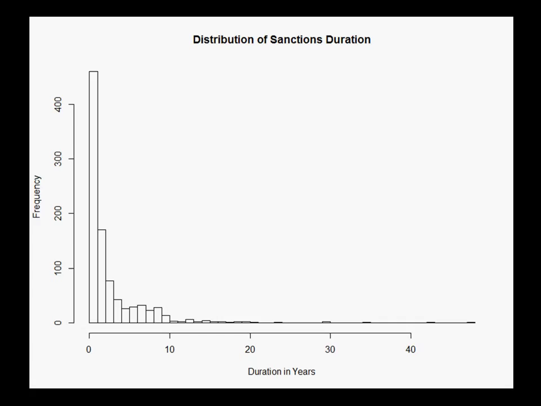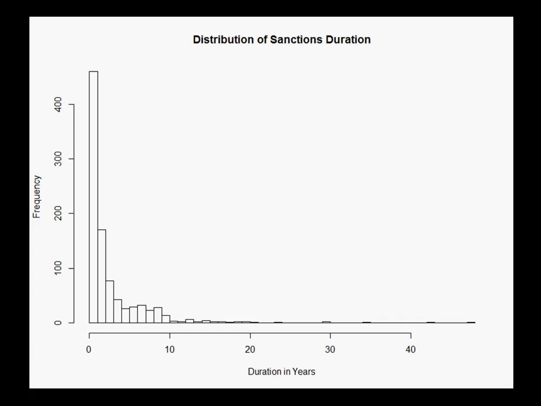This is a histogram of the distribution of times of economic sanctions. So we have a duration of economic sanctions in years on the x-axis, and the y-axis is the frequency of those duration times. And what we see here is that a majority of these cases are sanctions episodes that last less than a year.